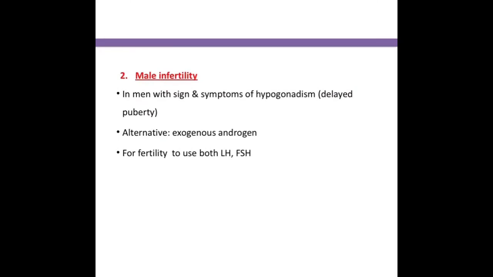These synthetic gonadotrophins are also used to treat male infertility. In men with signs and symptoms of hypogonadism or delayed puberty, they can be used as treatment. Alternatively, exogenous androgen can also be used. For treatment of infertility, we can use both synthetic LH as well as synthetic FSH.